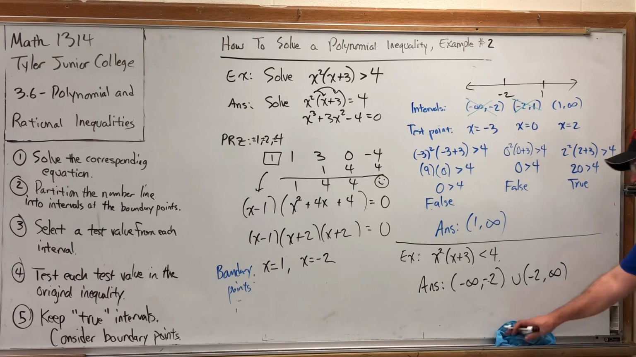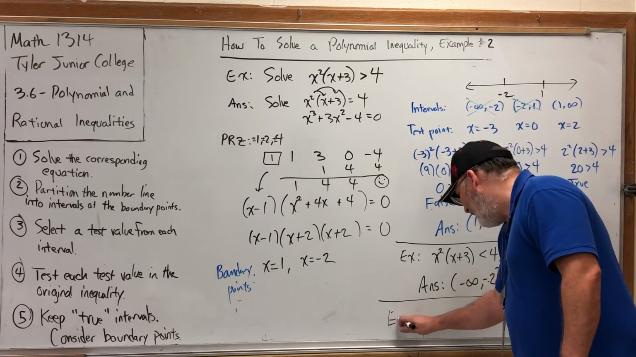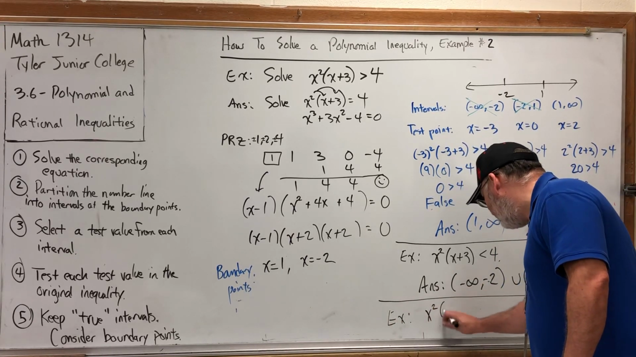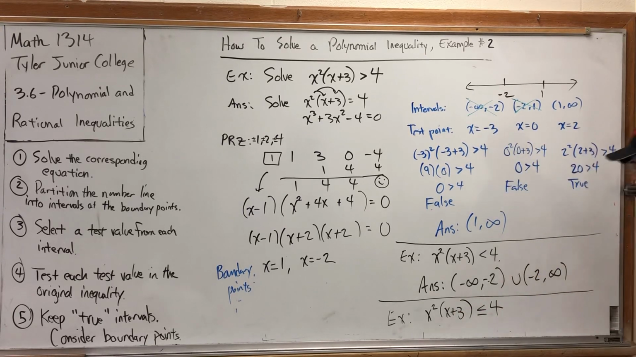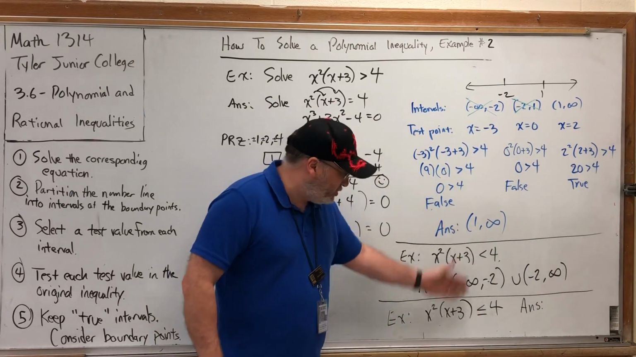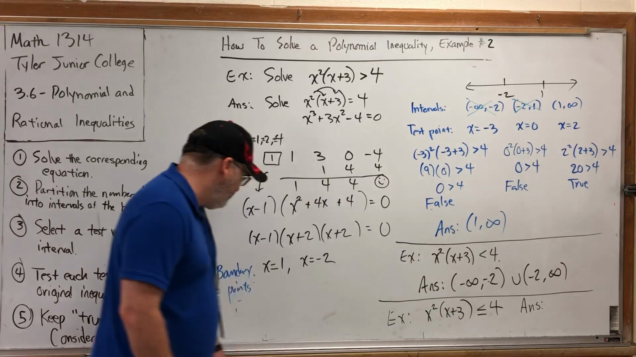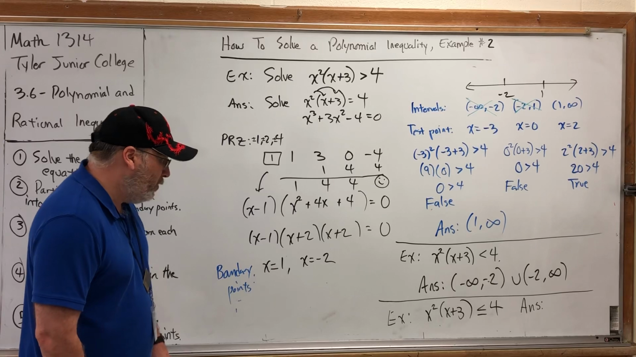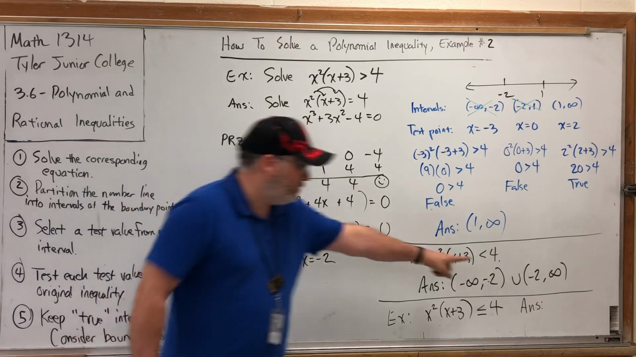One more follow-up. This one will take even less time. What if it had said x squared times x plus 3 is less than or equal to 4? So in other words, the previous problem, except I slap on the or equal to. Well, the only difference between these two is that or equal to allows me to keep any numbers that make it equal. What numbers make it equal? 1 makes it equal, but 1's already included in this interval.